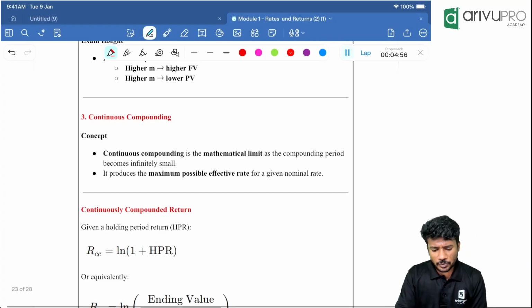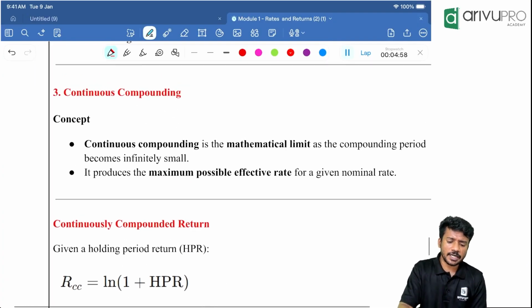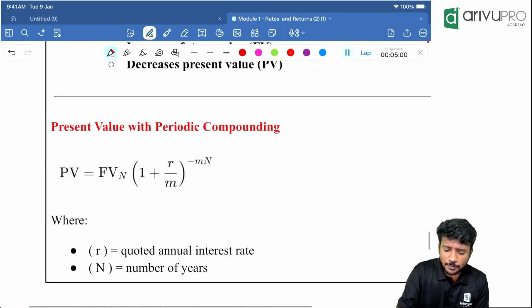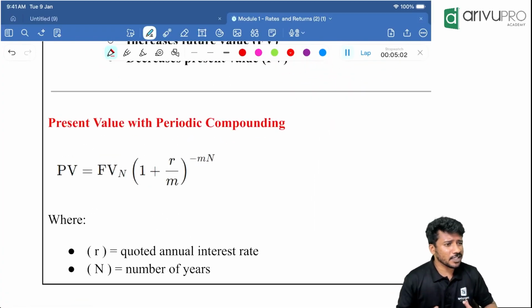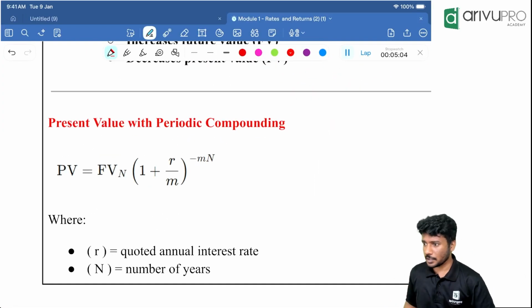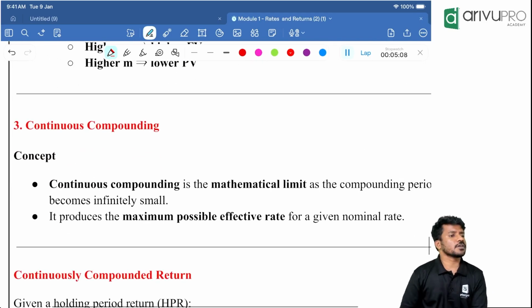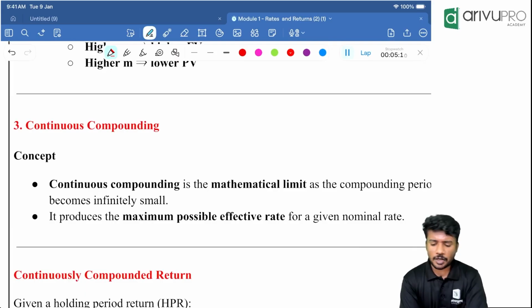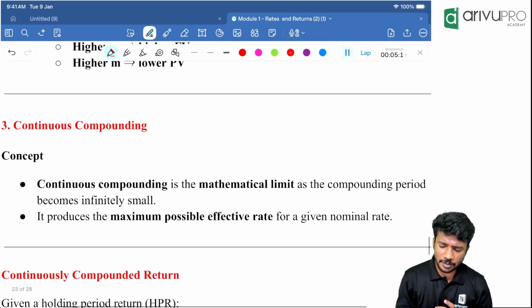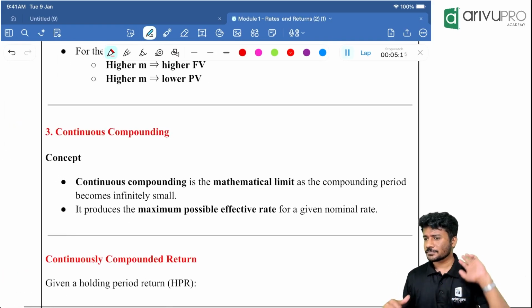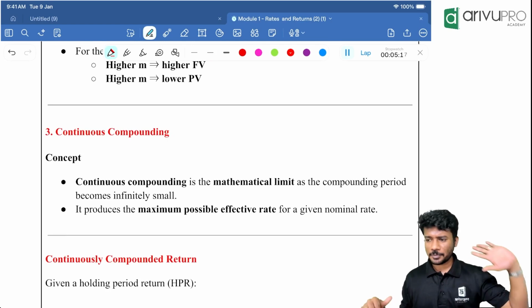Now, one more thing I want to ask. This type of present value and periodic compounding part we will discuss in time value of money, the next chapter. Before that, I want you to understand something called continuous compounding. What do you mean by continuous compounding? Any idea?